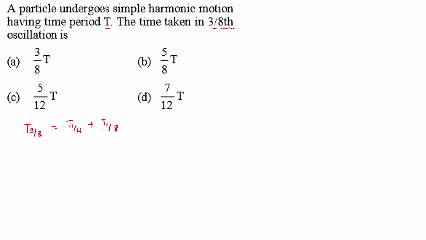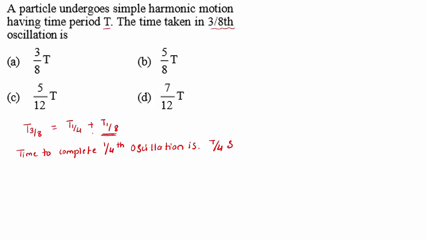Then t(1/4), easily we can get this value. First I can write the time to complete 1/4 oscillation is, directly, T by 4 seconds. So I want the time taken in 3/8 oscillation, so we divide that 3/8 into t of 1/4 plus t of 1/8. So t of 1/4 means 1/4 oscillation, which is equal to T by 4 seconds. Now we have to calculate the time taken in 1/8 oscillation.